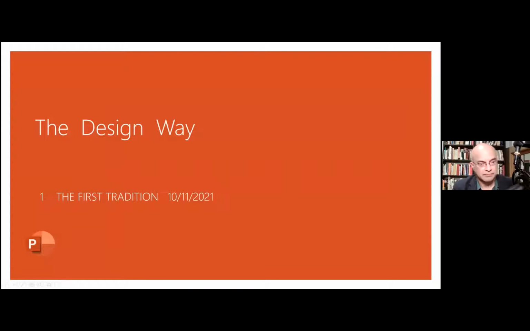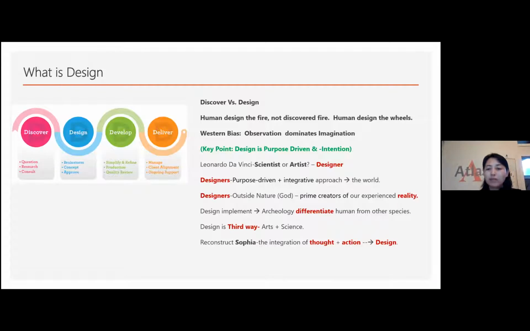Perfect. Okay, so we will go to the first chapter, the first tradition. Actually, last time we went over most of the things, so I reorganized the slides. At the beginning, I mentioned the difference between discover versus design. It mentioned humans designed the fire, not discovered the fire. Humans designed the wheel. And it mentioned the Western bias: they value observation more than imagination.